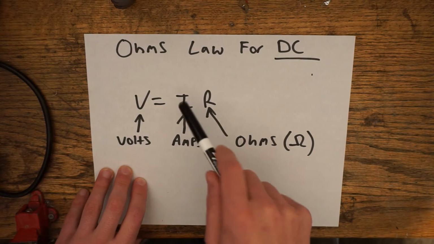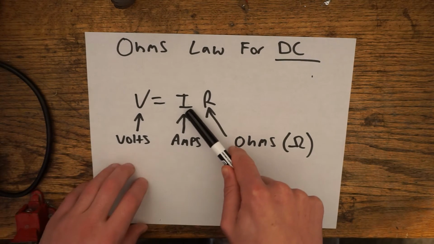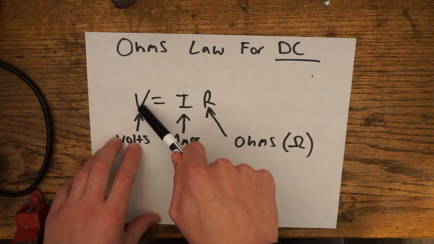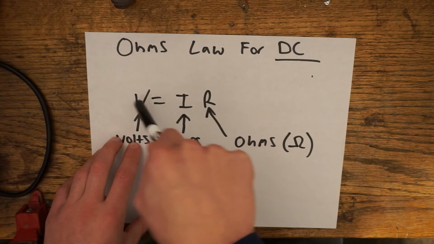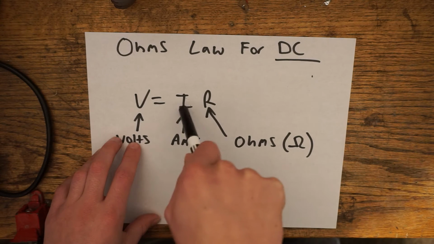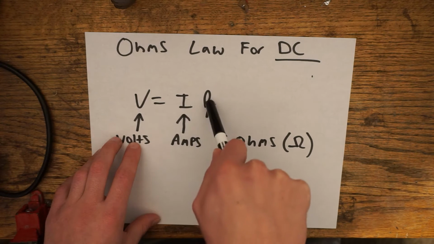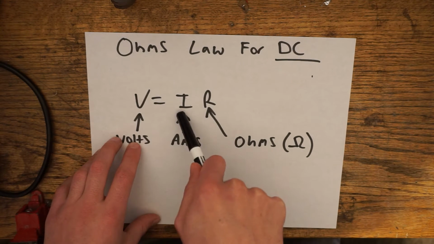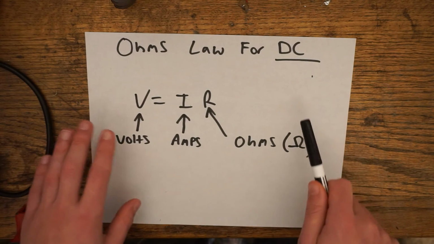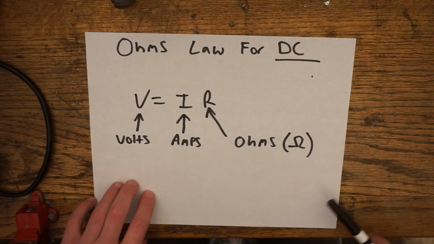But I is how much current is flowing at any given time, and V is a potential difference or a voltage. That's what you need to actually push some current through a resistance. So V pushes current through a resistance. So that's kind of what's going on here. So just so you guys understand that.